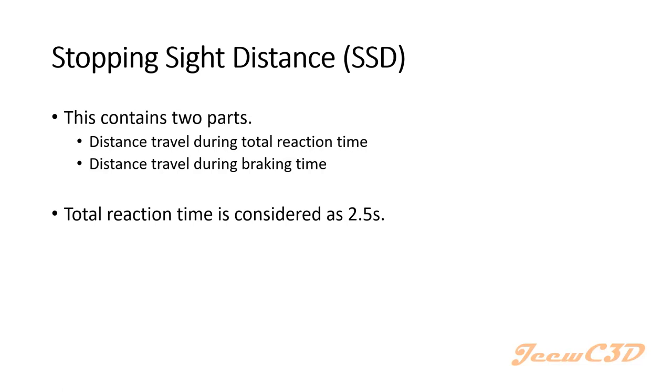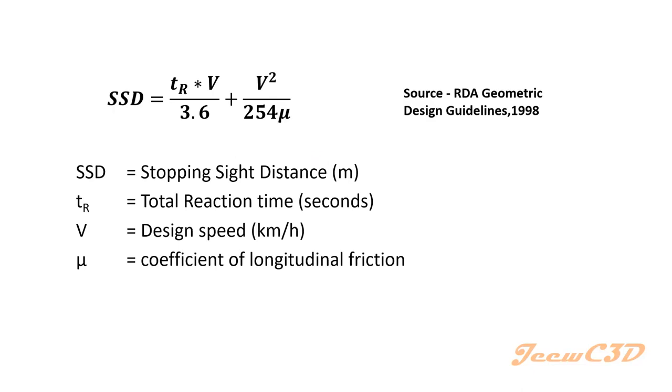Then after braking, the vehicle will travel some more distance and stop. So there are two parts, as I told you earlier: the distance traveled during the reaction time before applying the brake, and after applying the brake, the distance the vehicle travels before it stops. The sum of the lengths in these situations is called the stopping sight distance. So this is the equation for stopping sight distance, which is listed in the RDA Geometric Design Guidelines. This equation is the same for most of the other guidelines also, AASHTO and others. Actually, what RDA has done is take the equation from those guidelines.